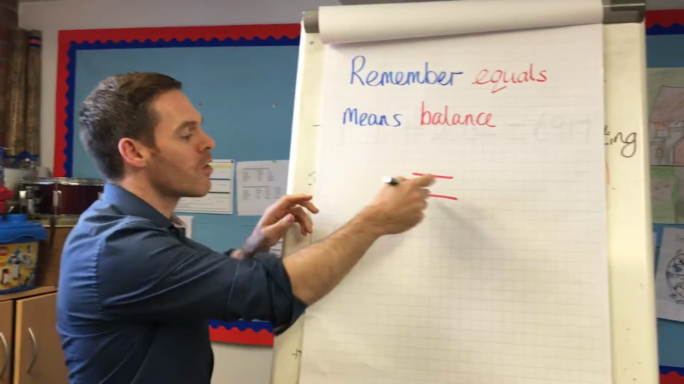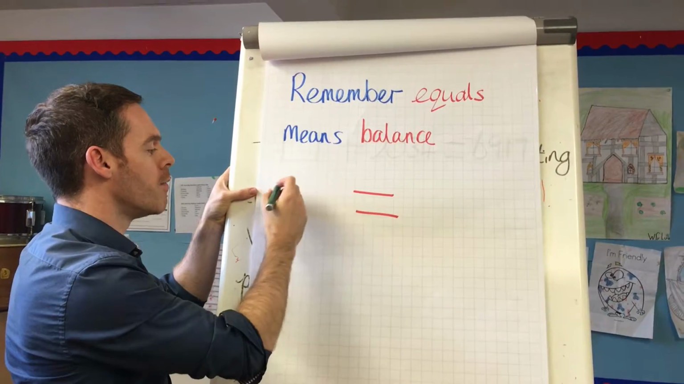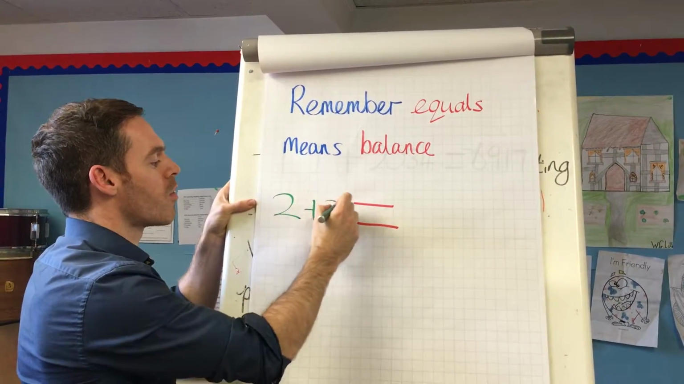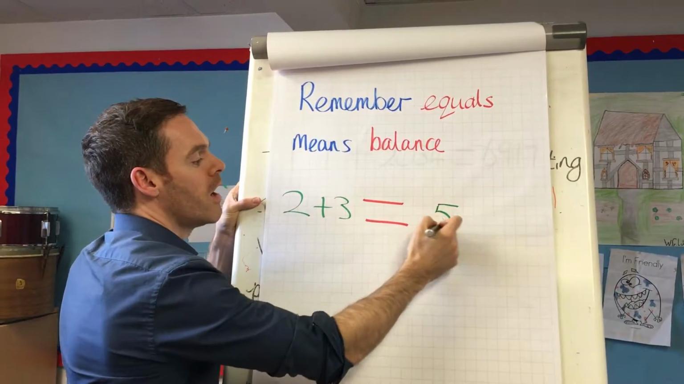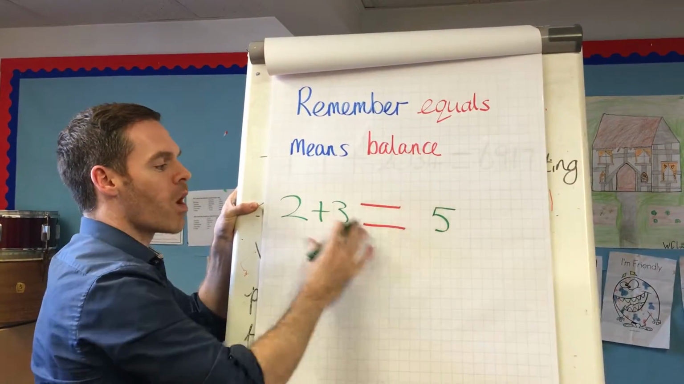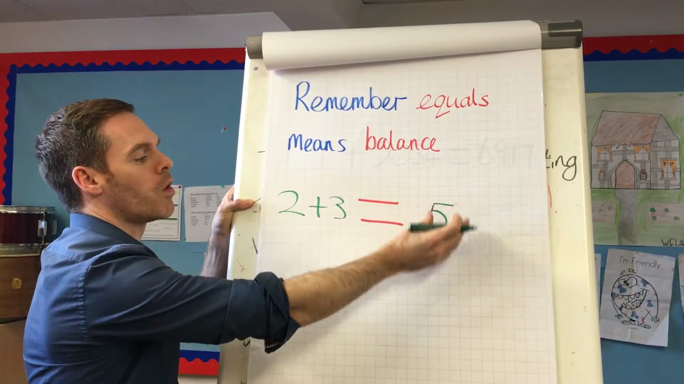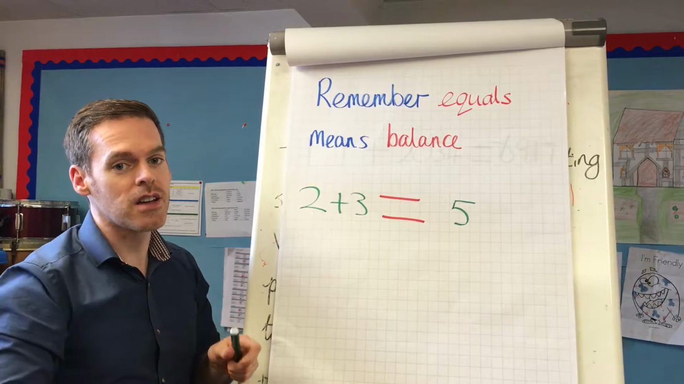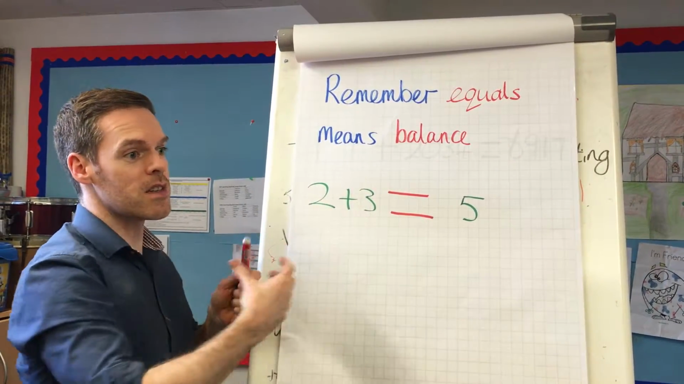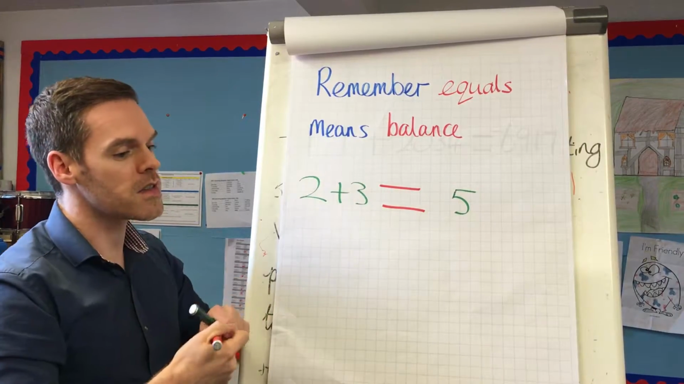So if you look over here, I've got my equals sign, and if I say 2 plus 3, well 2 plus 3 is 5, so 5 equals 5, okay? And that's why the number sentence looks like that. Equals means balance. Whatever is on one side will be on the other. So whenever my equals sign is in a different place in the number sentence, it shouldn't matter as long as what's on one side is the same as what's on the other.